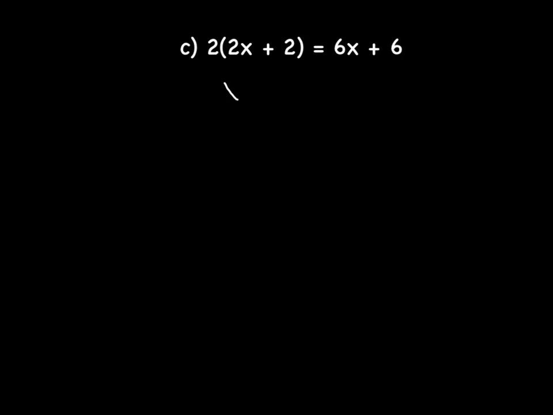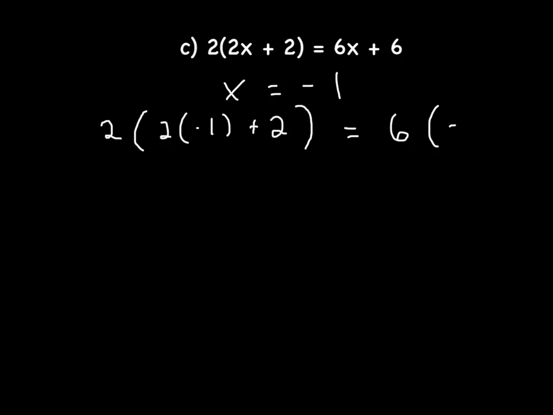To verify our solution of x equals negative 1, we need to substitute that negative 1 into the equation wherever we see an x. If both sides of the equation are equal, then we know that our solution of x equals negative 1 was correct. So let's substitute that negative 1 in for x. We have 2 times (2 times negative 1 plus 2) is equal to 6 times negative 1 plus 6.